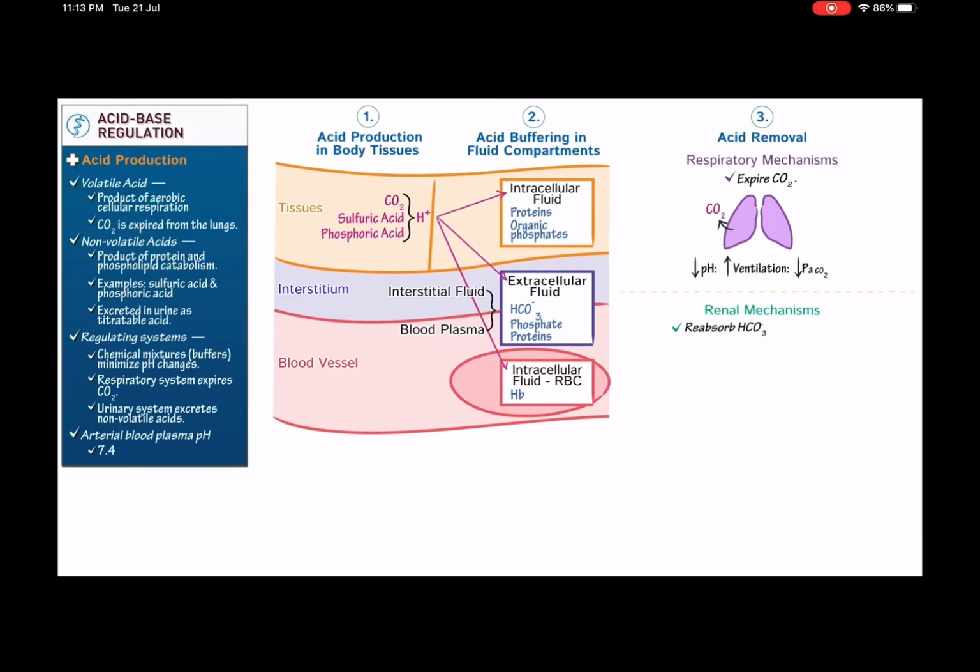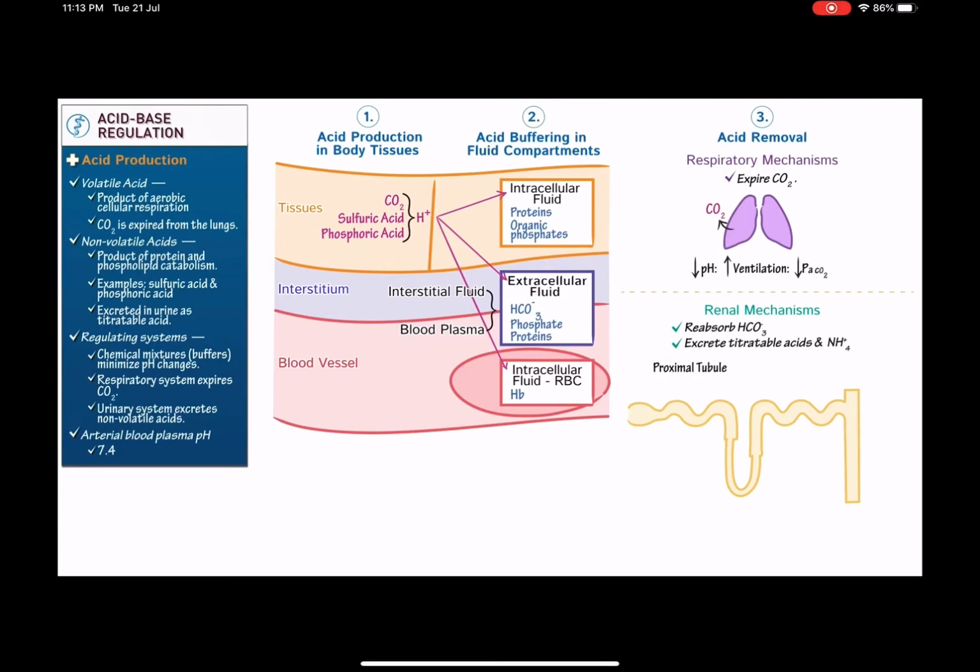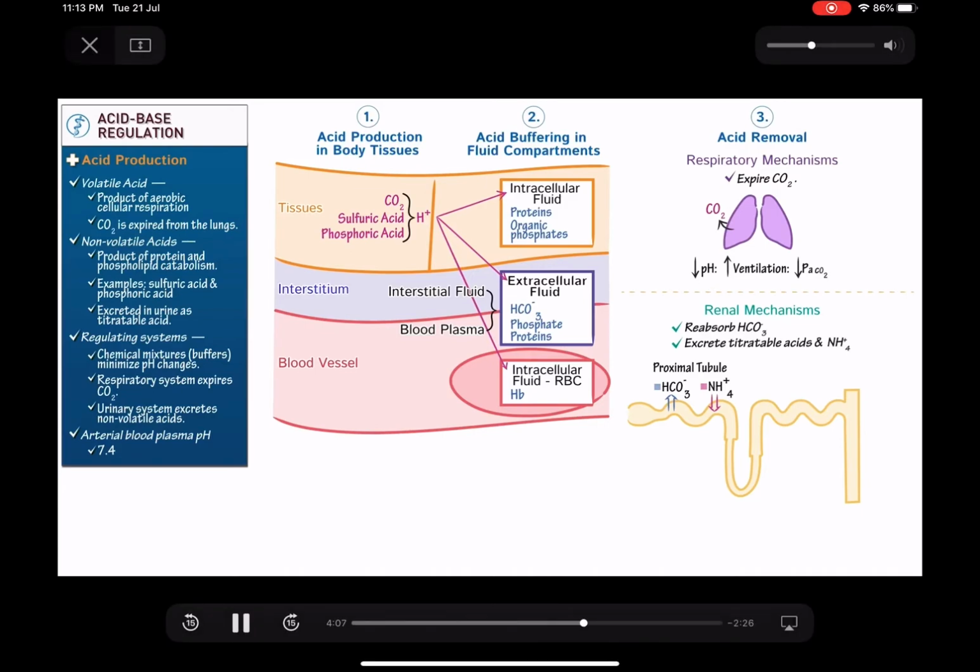Write that the nephrons reabsorb bicarbonate from the filtrate and excrete hydrogen ions as titratable acids and ammonium in the urine. To show this, first draw a nephron. Then show that nearly all of the filtered bicarbonate is reabsorbed from the proximal tubule. Then show that some hydrogen ions attach to ammonia and are secreted into the filtrate as ammonium.